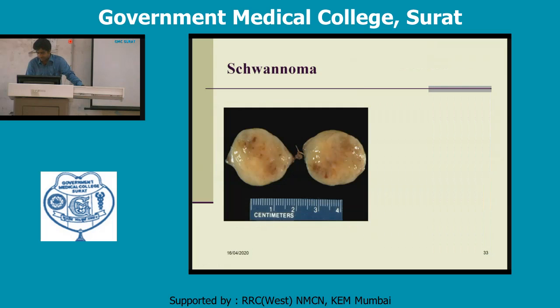Schwannoma is a benign enlargement of neural tissue. On cut section, it has a shiny appearance. While doing FNAC, the patient may complain of tingling and pain over the sides, which is a good hint.